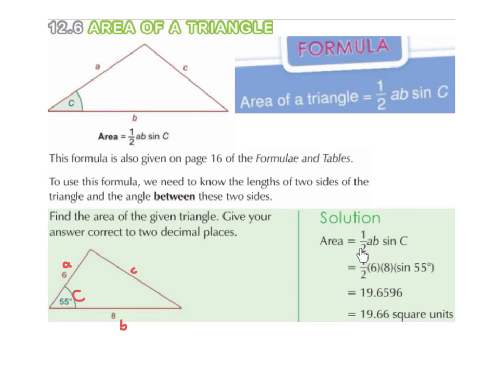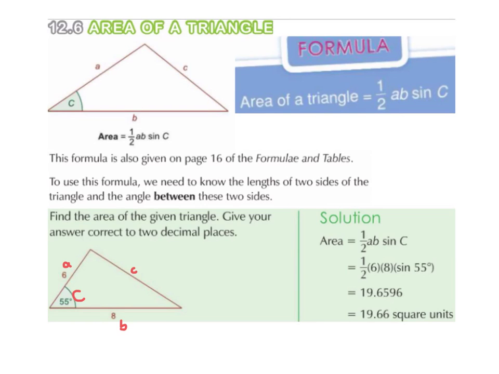Okay, so now we're going to substitute into our formula. Our formula is half times AB times sine C. So we swap the A for 6 with brackets around it. We swap the B for 8 with brackets around it. And then we're going to have times sine of C, which is going to be sine of 55 degrees. Putting it all into the calculator, making sure you use brackets, we'll end up with 19.6596. And we're going to round it off to 2 decimal places. So we get 19.66 square units.